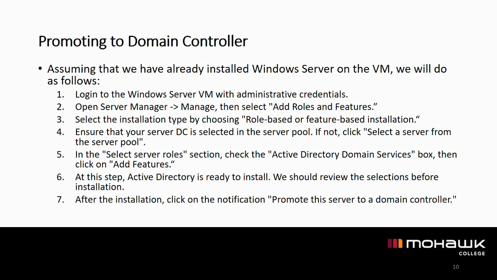Click on the Server Manager icon in the taskbar or access it from the Start menu. In Server Manager, click on Manage from the top menu and then select Add Roles and Features. Third, select the installation type by choosing role-based or feature-based installation.